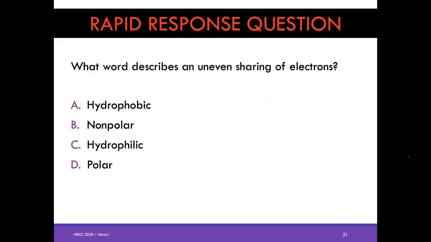So pause here and try to answer this question. The answer is B, uneven sharing of electrons, and nonpolar molecules are usually hydrophobic.